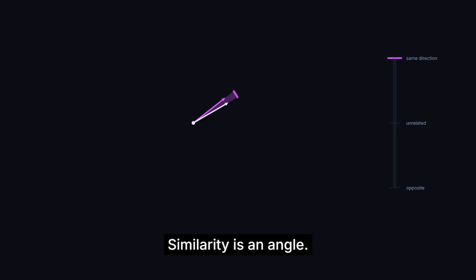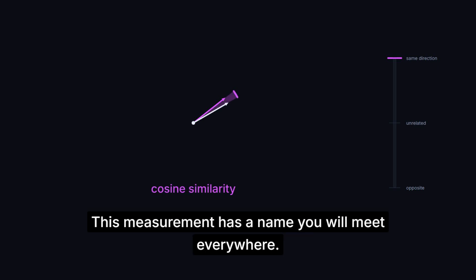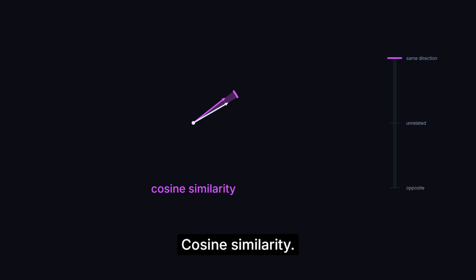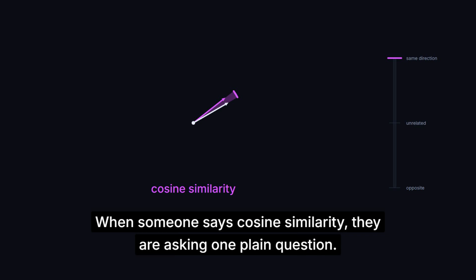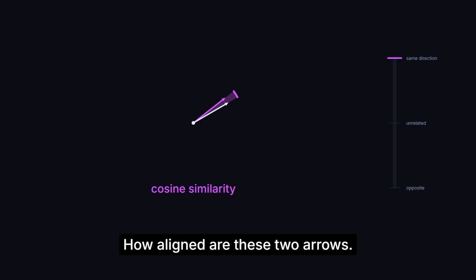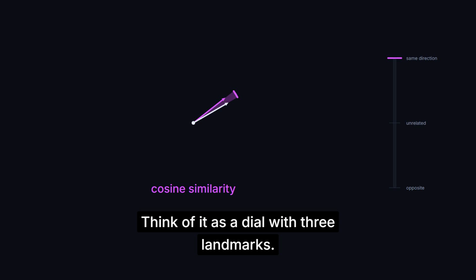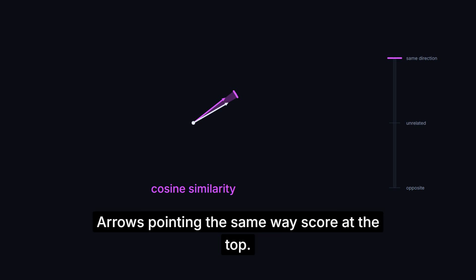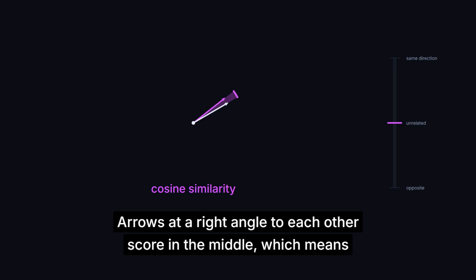Similarity is an angle. This measurement has a name you will meet everywhere. Cosine similarity. When someone says cosine similarity, they are asking one plain question. How aligned are these two arrows? Think of it as a dial with 3 landmarks. Arrows pointing the same way score at the top. Arrows at a right angle to each other score in the middle.